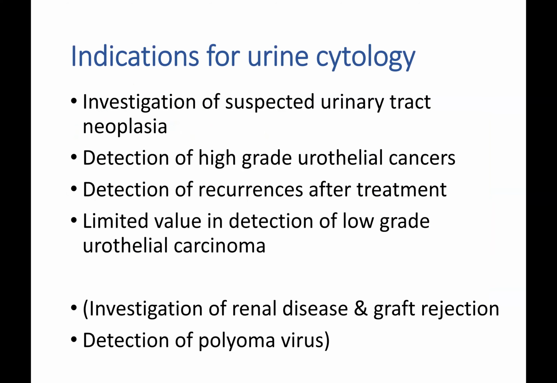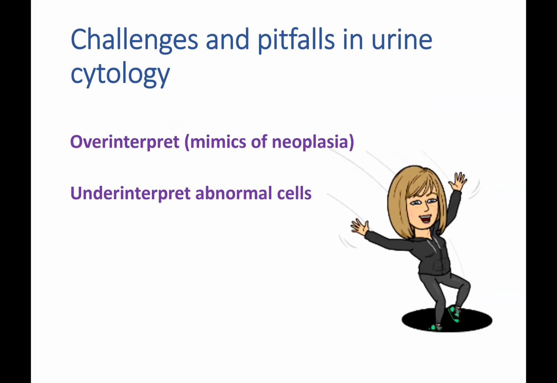Just to recap, the indications for urine cytology are the investigation of suspected urinary tract neoplasia, in particular the detection of high-grade urothelial cancers. We can also use urine cytology to detect recurrences after treatment, but have to bear in mind that urine cytology is of limited value in the detection of low-grade urothelial cancers. So what are the challenges and pitfalls in urine cytology? Well, basically, it's when we either over-interpret the cells as abnormal, and there are several mimics of neoplasia, or, on the other hand, that we under-interpret the abnormal cells that are present.